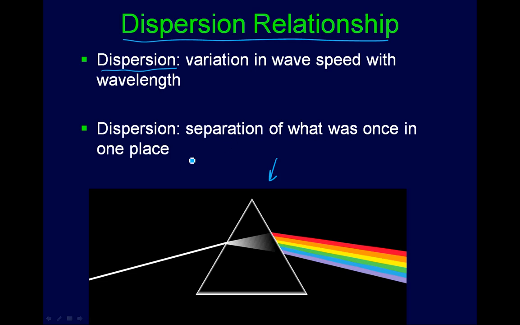Well, dispersion is just a way of saying separation of what was once in one place. This is like a slick dictionary definition. And so when they say dispersion, that's what they mean. With our wave packet, everything starts in one place, but as it disperses, it gets fatter and fatter, and you're separating out what was once in one place. And so that's what they're trying to get at with that.